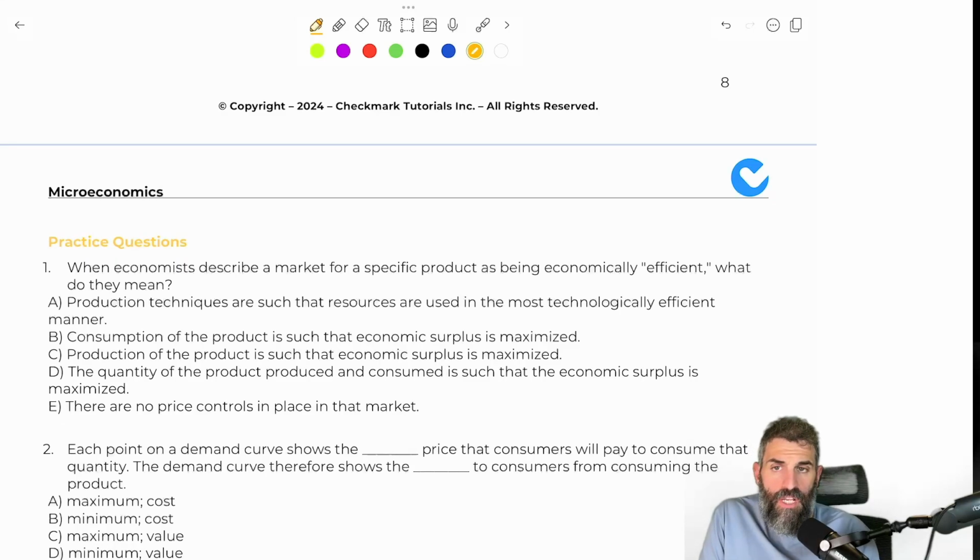Question number 1. When economists describe a market for a specific product as being economically efficient, what do they mean? We talked about this. Efficient just means that you're at your equilibrium and you're maximizing your economic surplus. So the options: production techniques are such that resources are used in the most technologically efficient manner. Consumption of the product is such that economic surplus is maximized. Production of the product is such that economic surplus is maximized. The quantity of the product produced and consumed is such that economic surplus is maximized. I think I like D the most, because it talks about production and consumption, not just production, not just consumption. There are no price controls.